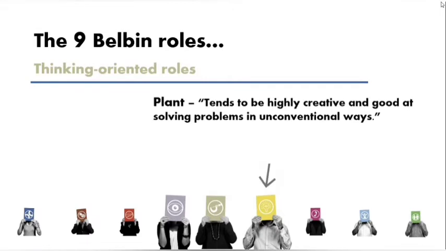Now, the third, which is one particularly close to my heart, is the plant, who tends to be highly creative and good at solving problems in unconventional ways. In other words, the ability to think outside the box. I rated highly in my Belbin score as a plant.